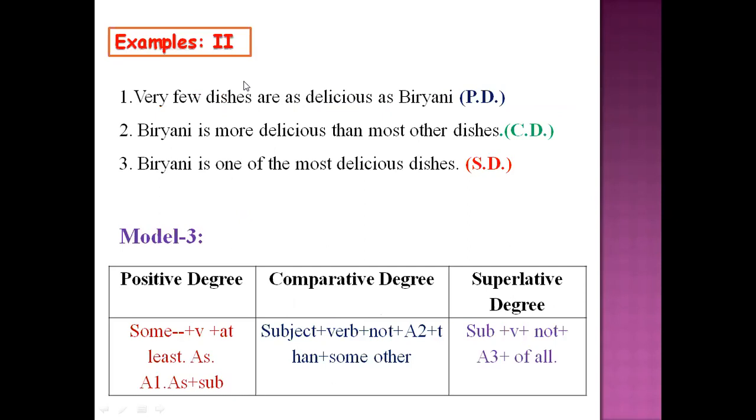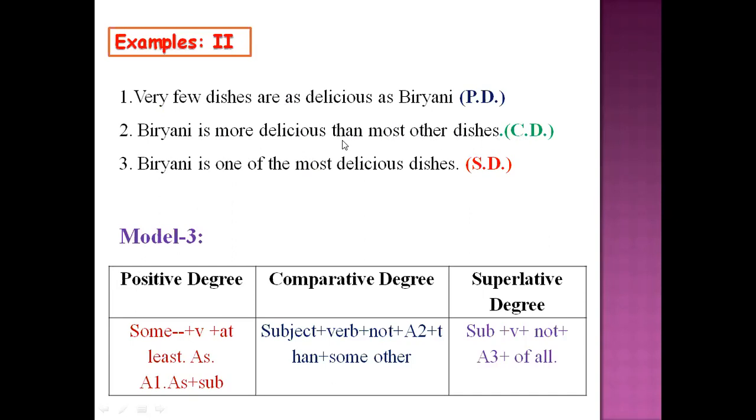Another example: Very few dishes are as delicious as biryani. This sentence is in positive degree. How do we change this sentence into comparative? The sentence we get is: Biryani is more delicious than most other dishes. This sentence is in comparative degree.